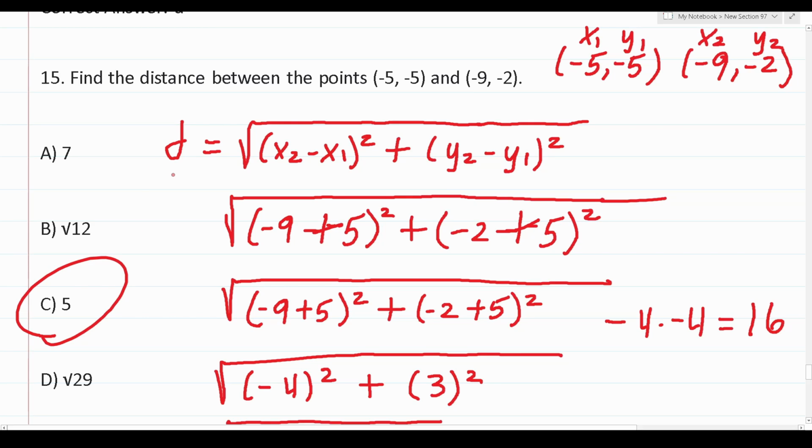All right, so that's that one. You do have to know the distance formula for the ASVAB. It is on my reference sheet, so try to commit it to memory if you can.